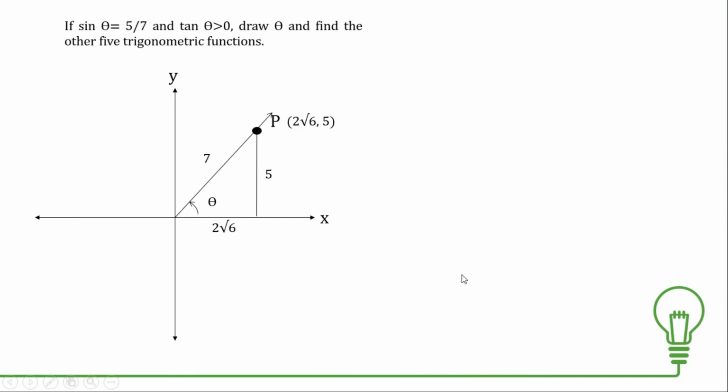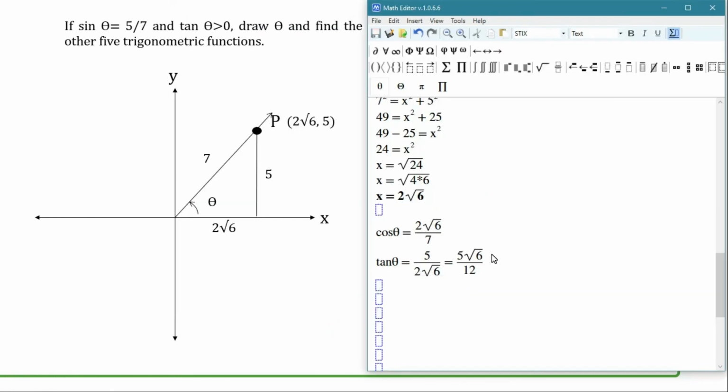Alright. Next, we have the cosecant function. The cosecant function is just the reciprocal of the sine function. So the sine function is already given, so that's going to be 7 over 5. Next, we have the secant function. The secant function is just the reciprocal of the cosine function. So let us just reciprocate this one.